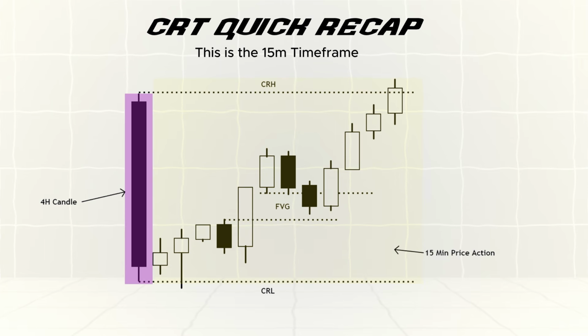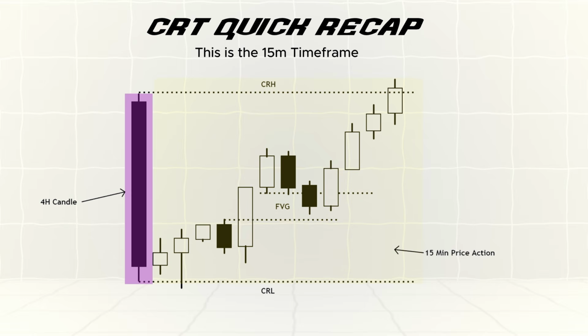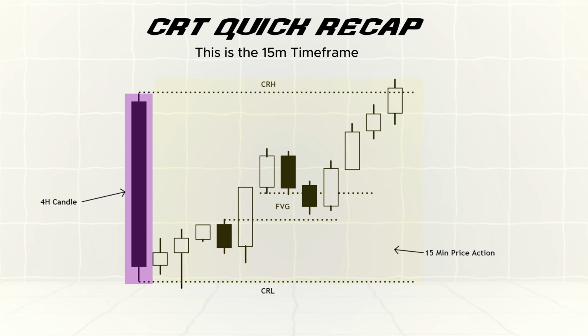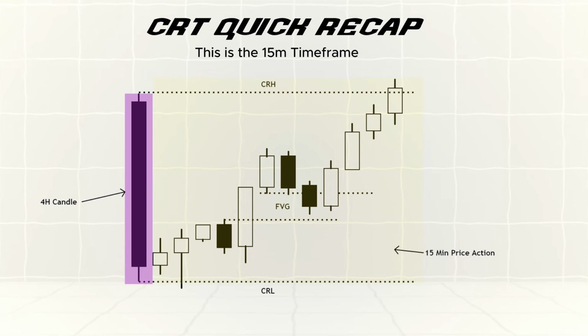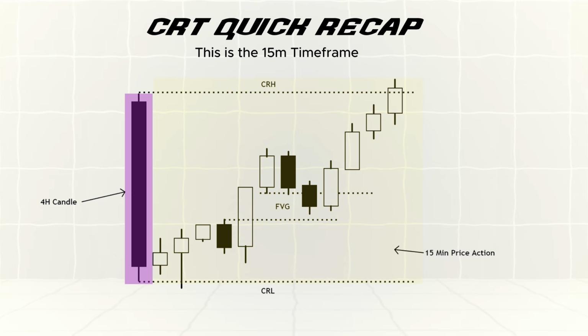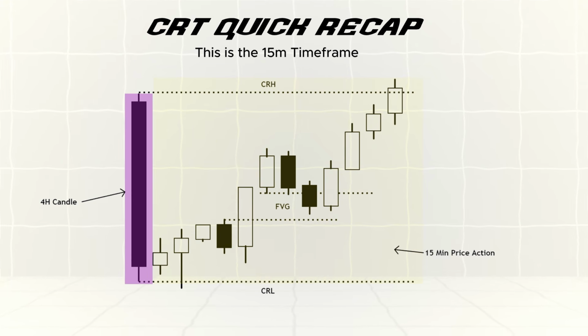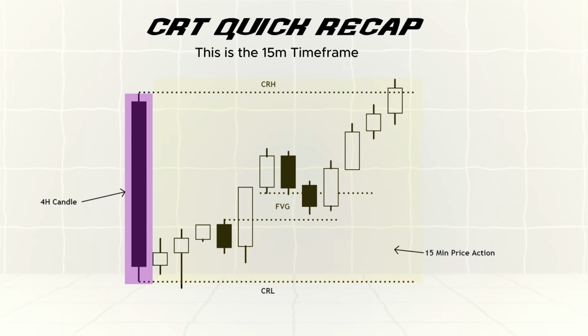With that said, once we switch to the 15-minute chart, and considering our expectation for price to move toward the candle range highs, we begin looking for entry models that align with a bullish scenario. The price action we are analyzing includes both the 4-hour structure and the 15-minute structure. The 4-hour CRT candle and its zone are marked by the purple area, while the 15-minute price action is highlighted within the yellow zone. We can also clearly see the initial break of the candle range low.